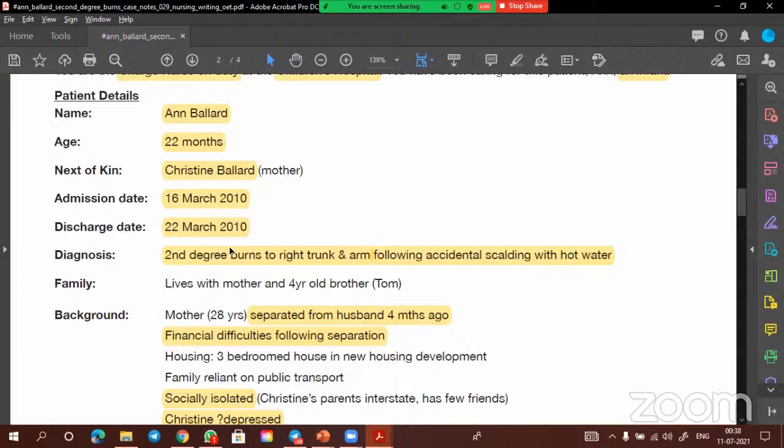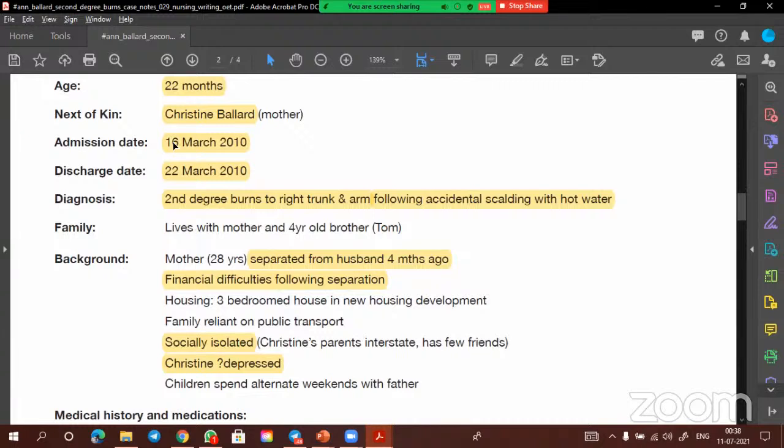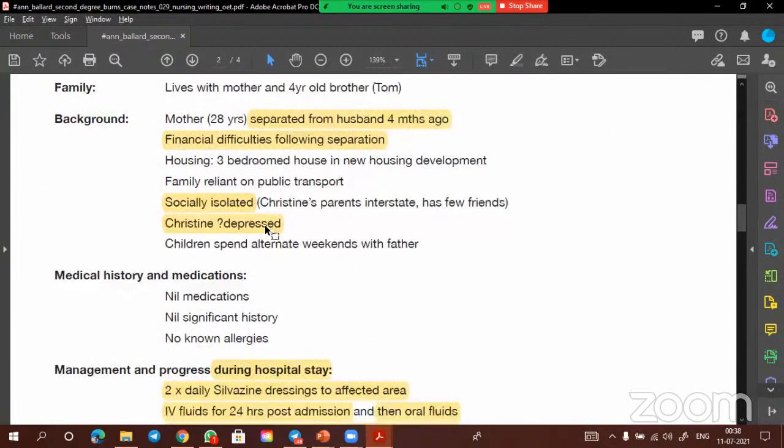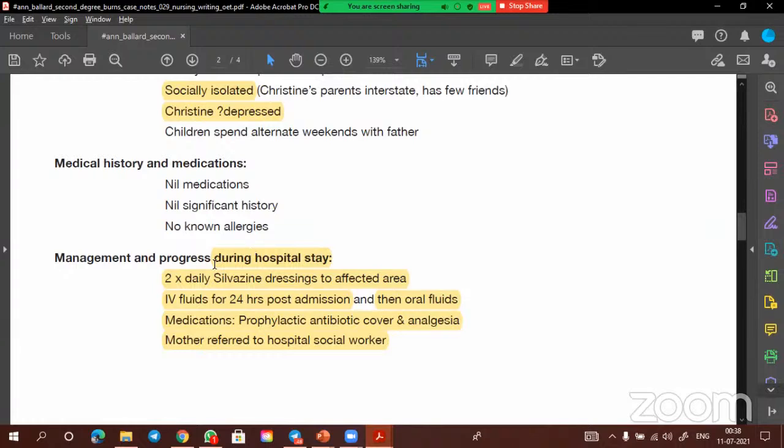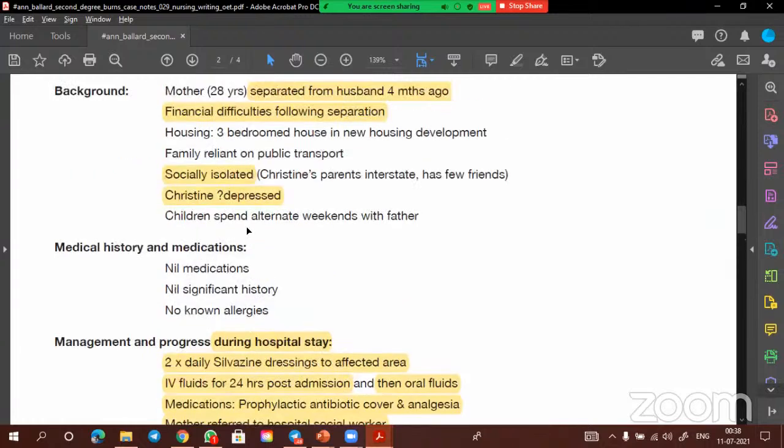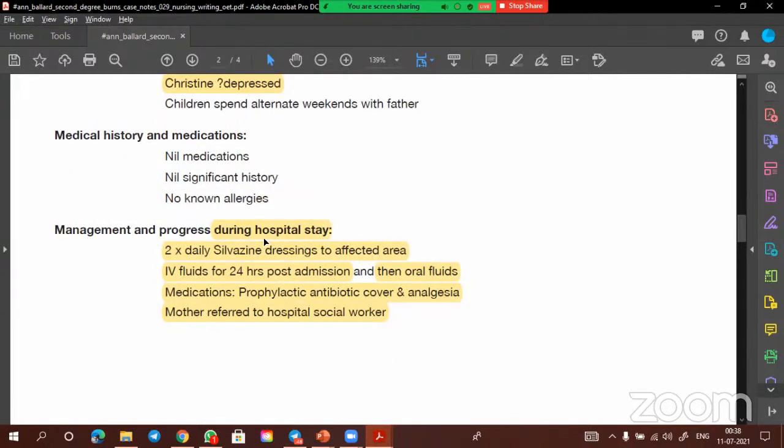Right. Now, admission. On 16 March 2010. Remember the date. So now what happened on 16 March 2010? You can see here. Hospital. So this is all regarding that one only. So was admitted to the hospital. Which hospital?